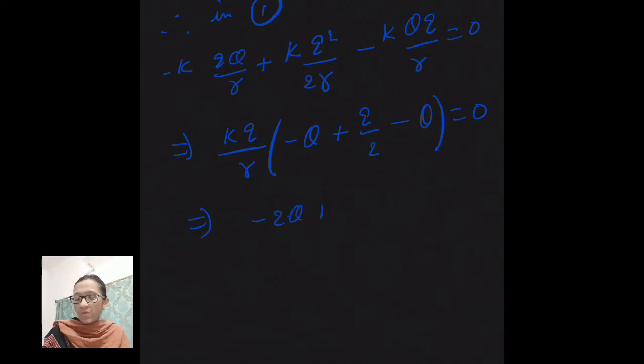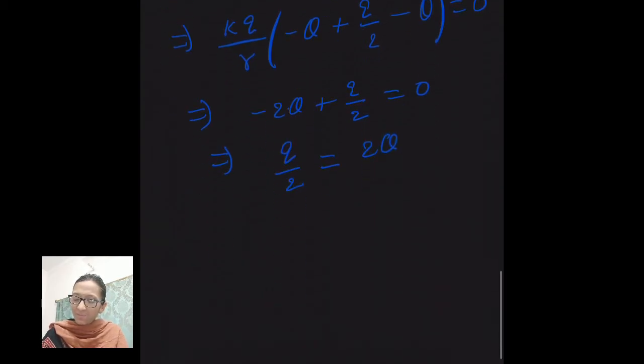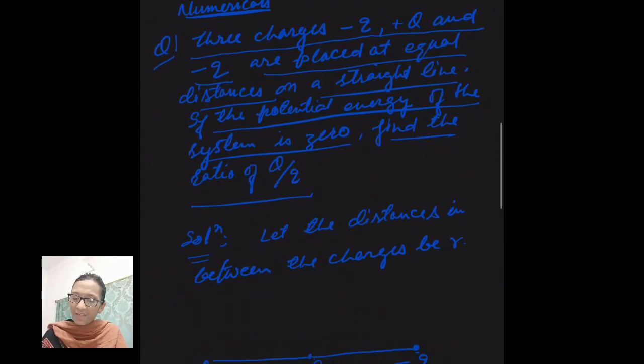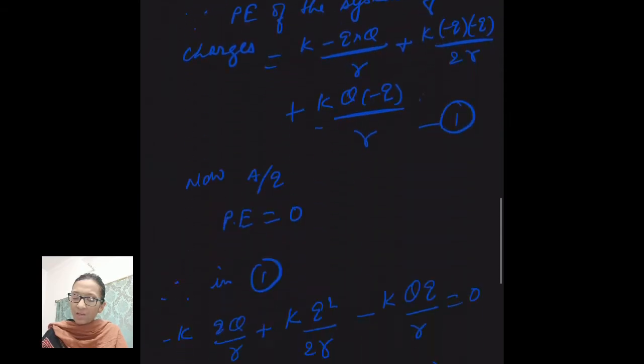And now you have minus 2 capital Q plus small q upon 2 is equal to 0, and this implies that small q upon 2 is equal to 2 into capital Q. Therefore, 4 capital Q is equal to small q.